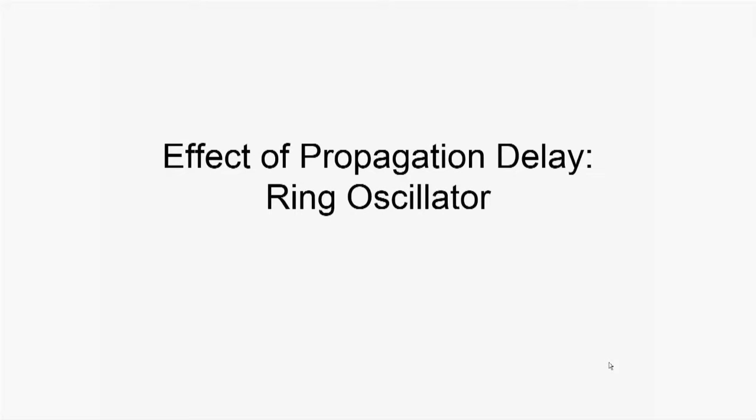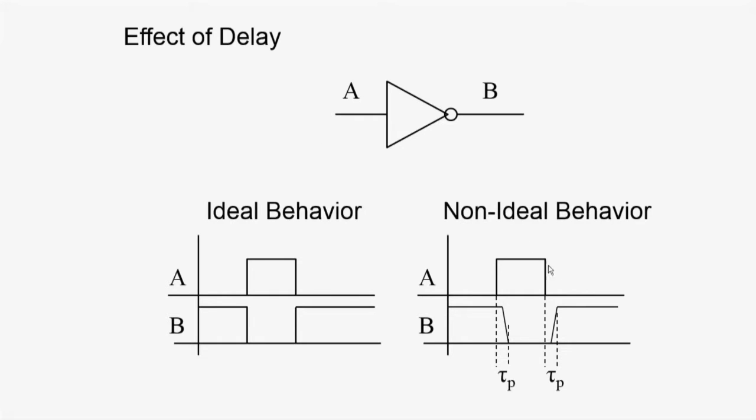This demo shows the effect of a propagation delay and how it can be used to build a ring oscillator. Now let's think about an inverter. An inverter: the input is high, the output is low, and vice versa.